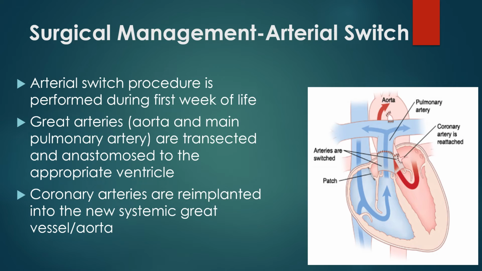So surgical management, arterial switch procedure is performed during the first week of life. So you're basically taking the pulmonary artery and you're putting it back on the RV, and you're taking the aorta and you're putting it back on the LV. Now, of course, you've got coronary arteries, so you're going to have to do a little reanastomosis here to the new artery that you've got coming out of the LV, the aorta. So coronary arteries are reimplanted into the systemic great vessel, the aorta, so you can end up getting oxygenated blood down the coronaries.